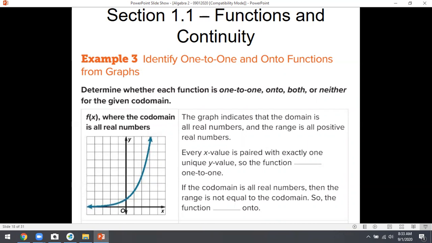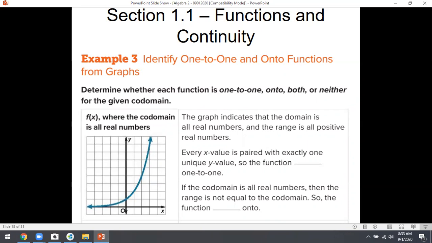How about this? Horizontal line, we're good here, right? We're good. It looks like this is a straight line. Do you really think it's a straight line? It never quite touches it. So actually, technically, this is one-to-one. Is it onto? No. Why not?